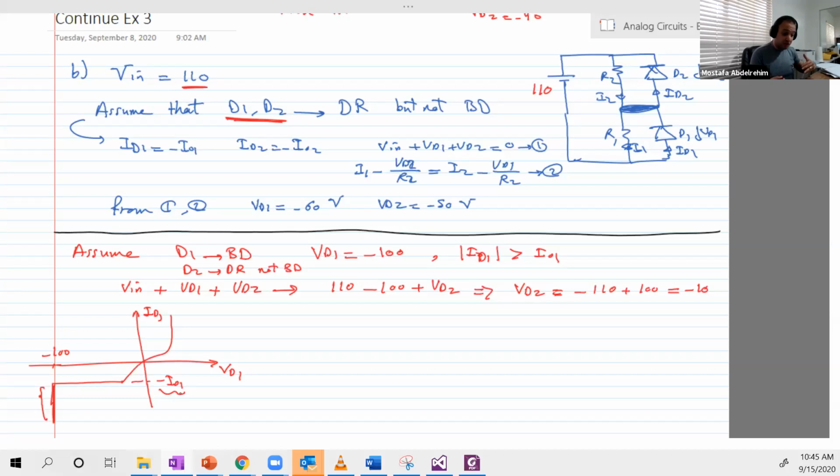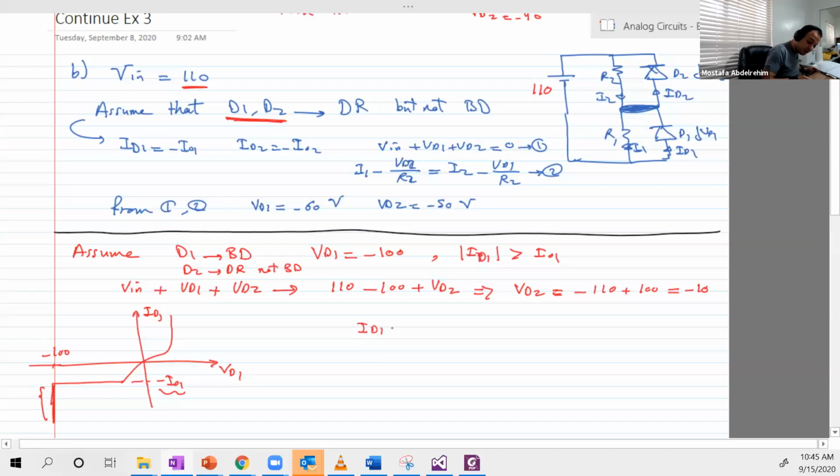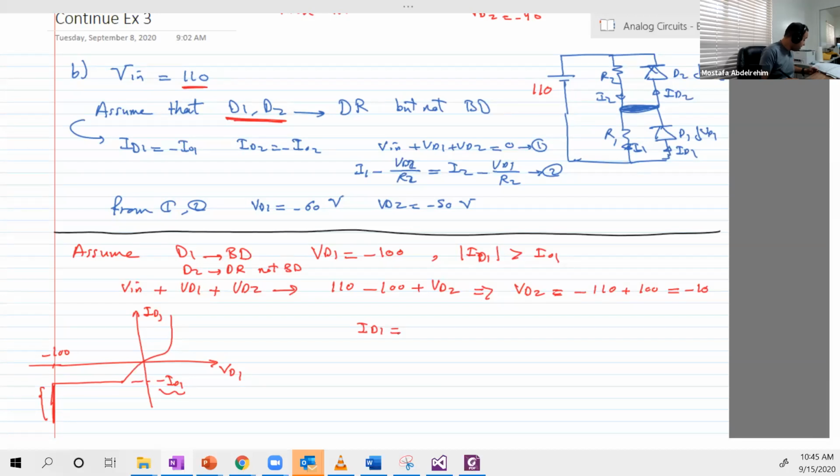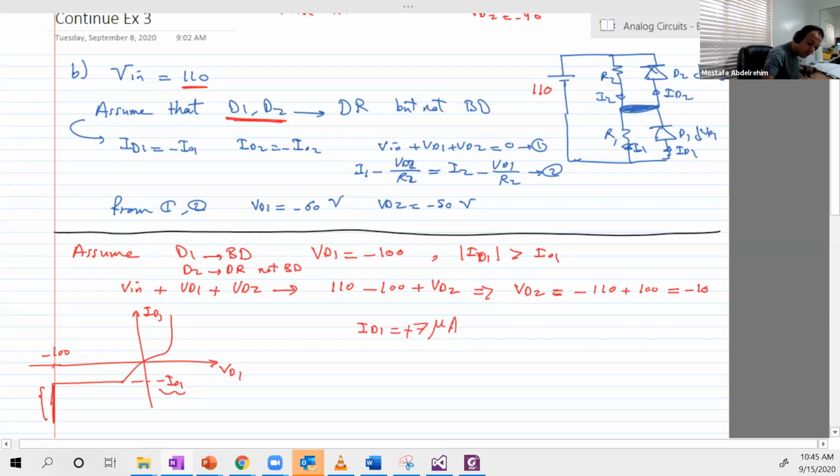We continue with the same equations again and calculate ID1 and ID2. So let's see ID1. If you calculate ID1 based on these calculations, you will find that ID1 is equal to 7 microamperes, with a plus sign.